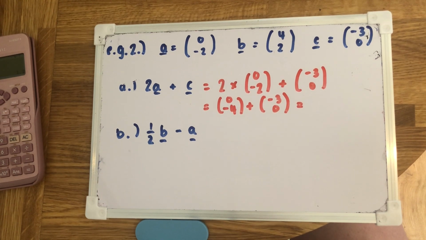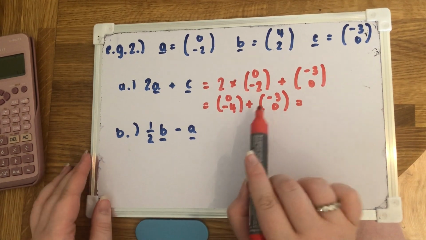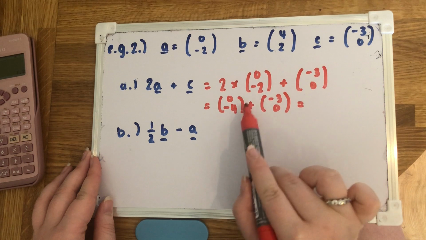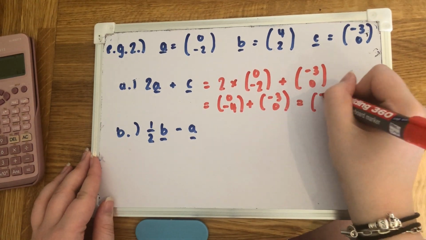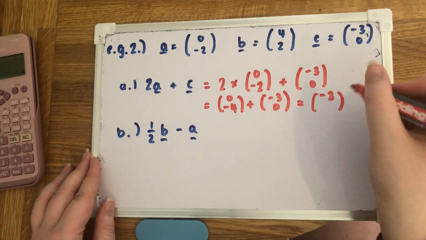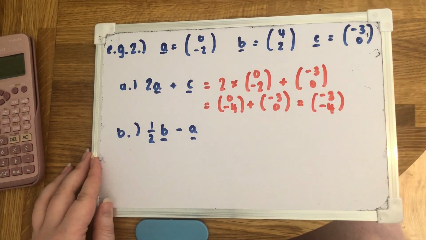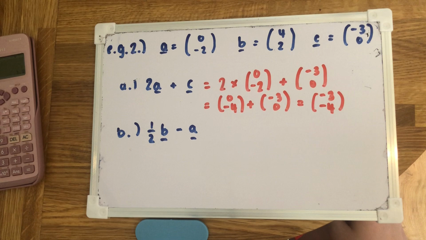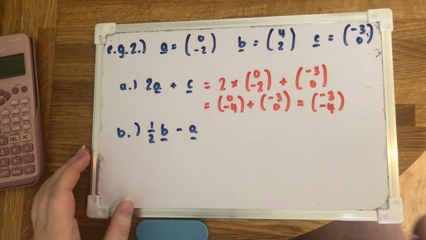And then we do the same as what we did before. So we're going to do 0 add -3. Well, that just becomes a negative, so that's going to be -3 at the top. And -4 add 0 means it's not doing anything, so it'll just be -4. So it's just making sure you do it step by step.